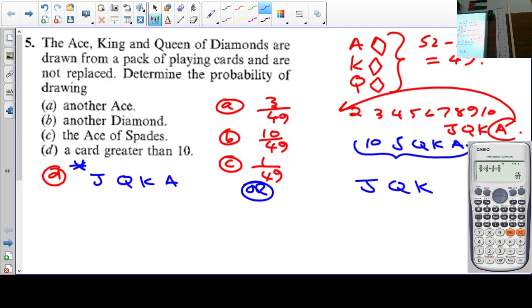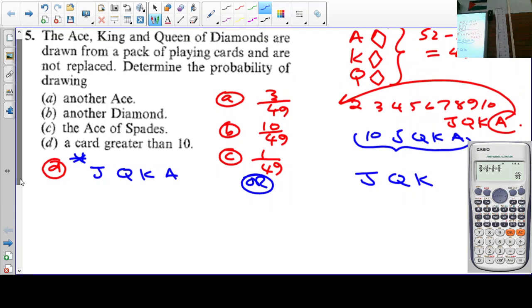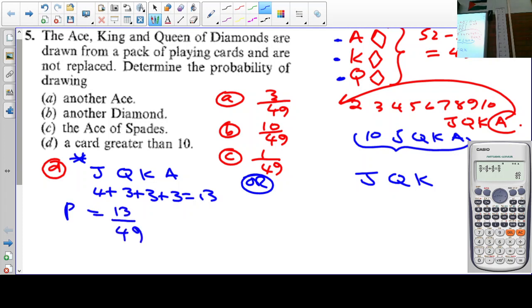If we call these four cards greater than 10, then what is the probability of a card being greater than 10? How many Jacks are there in the pack? 4. Queens? 3. Remember we took a Queen out. Kings? 3. Aces? 3. So in total that gives me 3, 6, 9, 12, 13 cards. So the probability will be 13 out of 49. You will agree with that?